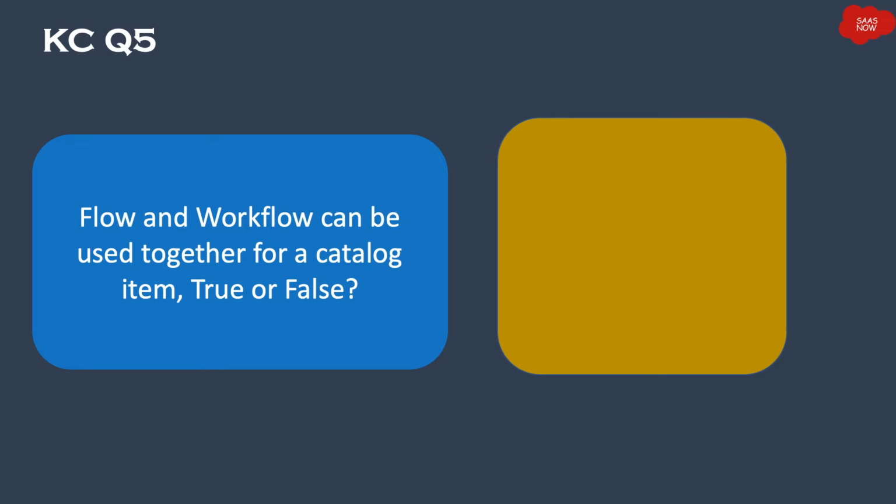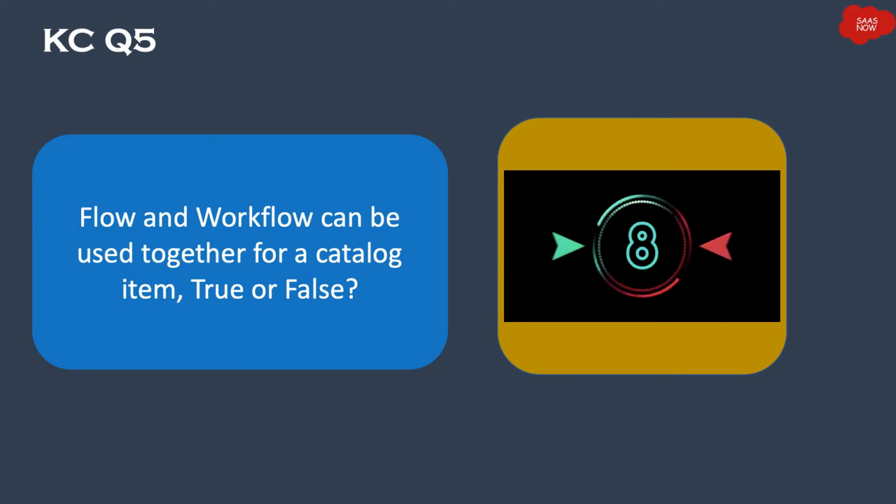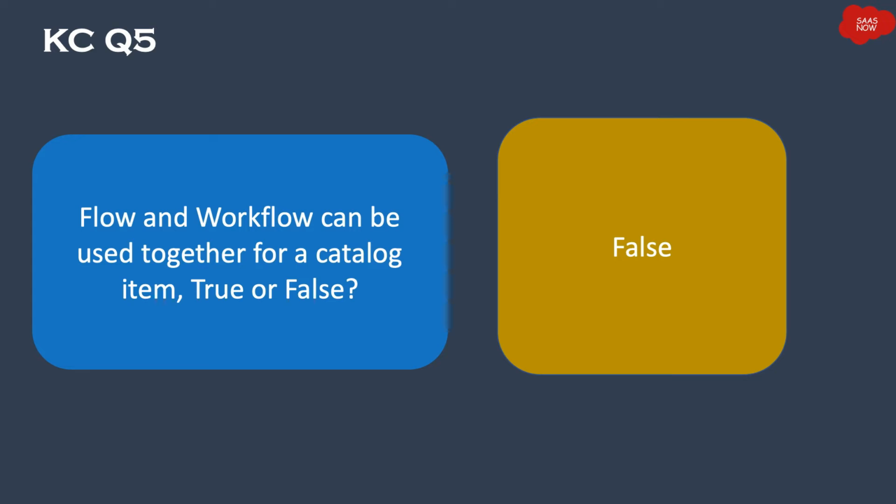Question number 5. Flow and workflow can be used together for a catalog item. True or false? Your time starts now. And answer is false. Flow and workflow cannot be selected together. You have to select one of them for your catalog item.